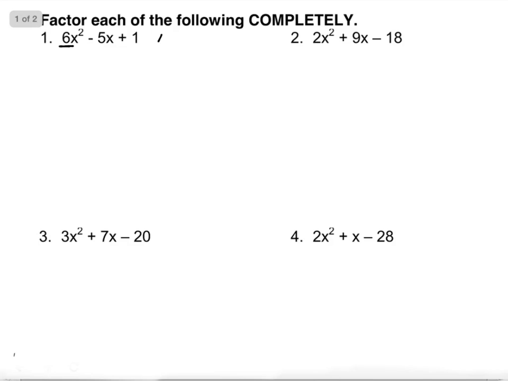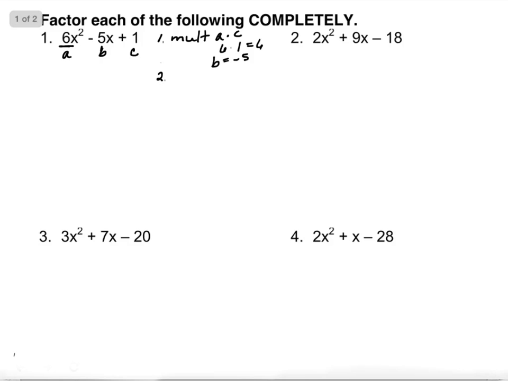The first step, you multiply a times c, which in this case, if you remember from your quadratic formula in Algebra 1, a is 6, b is -5, and c is 1. So multiplying a times c in this case will be 6 times 1 equals 6. And then what is b? b is equal to -5.